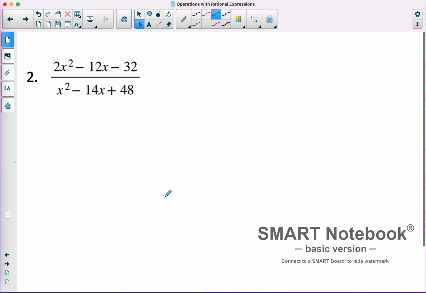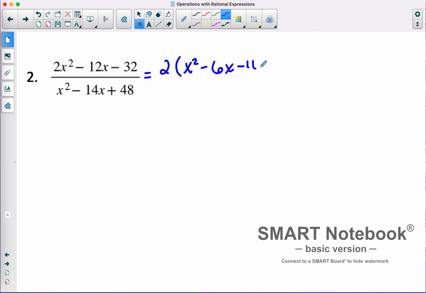Our second one here is 2x squared minus 12x minus 32 over x squared minus 14x plus 48. We still want to put this in factored form, and one of the things I notice in the numerator is that the numerator has a GCF, a greatest common factor of 2. So I'm first going to start my factoring process by factoring out the GCF. That would be 2 times x squared minus 6x minus 16. And then if that can continue to factor further, we can keep going.